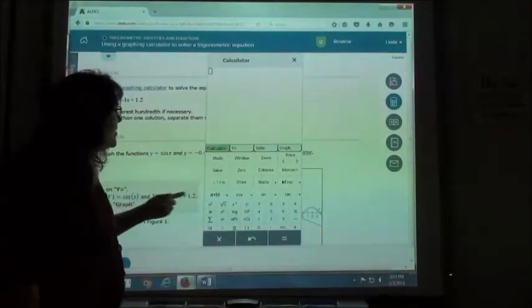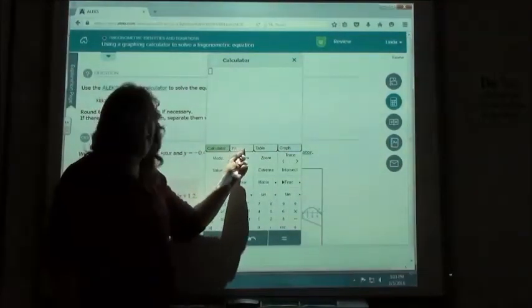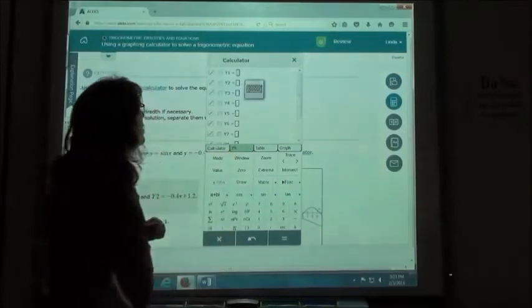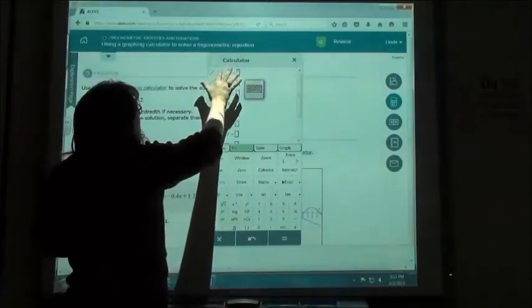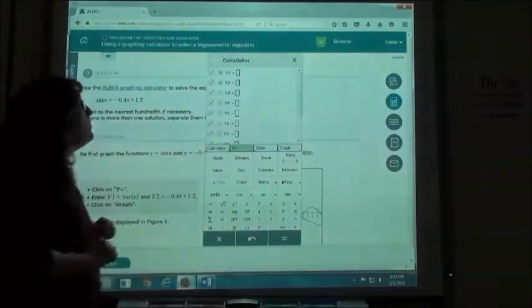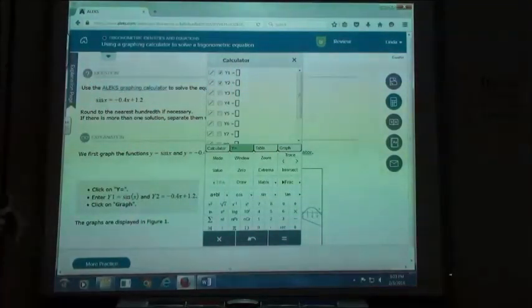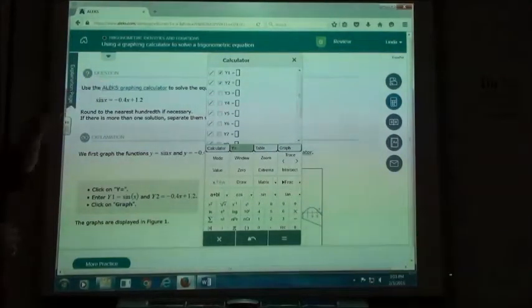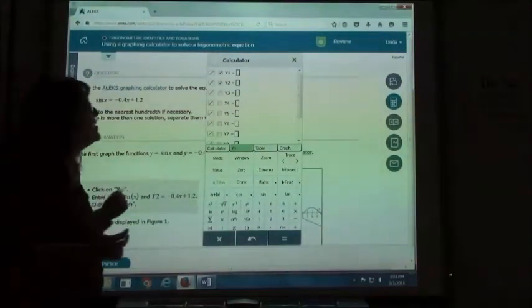If we are going to graph something, we are going to hit the y equals. We have to check the ones we're going to graph. We're going to graph two equations, so we want check marks in both of those. If you draw your graph and only one's showing up, go back to the y equals and make sure one of the boxes or both of the boxes are checked.